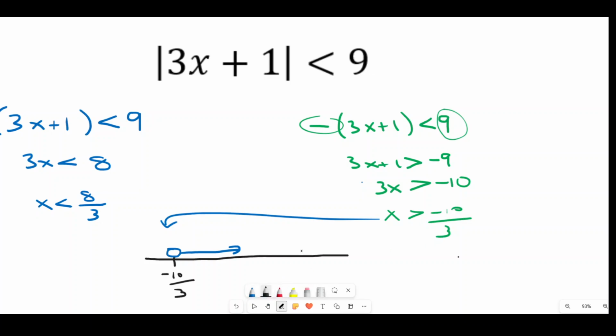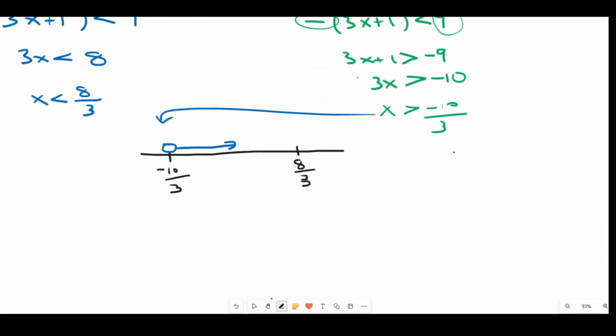I had another solution involving the number 8 over 3. And we know that this solution is x is less than that. There, now I have room to write. So that would again be an open circle and less than that.